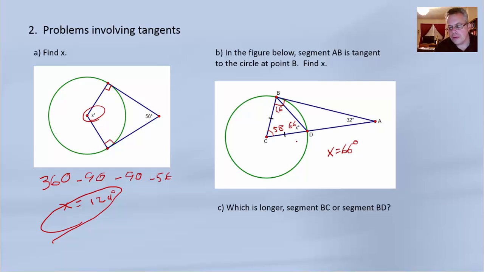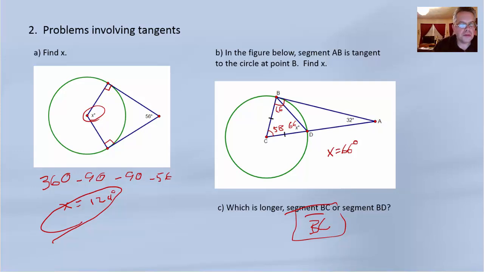Okay, so we had this question in class. It's on the quiz too. Which is longer, segment BC or segment BD? Well, remember, bigger angles go with bigger sides. So the side BD is opposite 58, which is smaller than what's opposite BC. So 66 degrees is opposite BC. So the bigger sides go with the bigger angle. BC is opposite 66, so BC is the bigger side. When I say that, the side I'm talking about is the side that's opposite the angle.